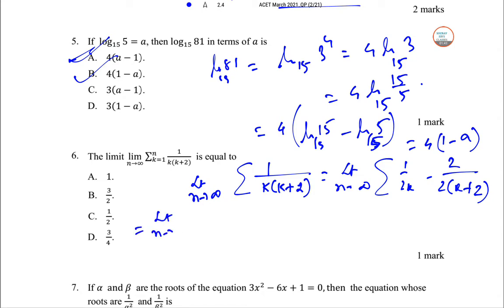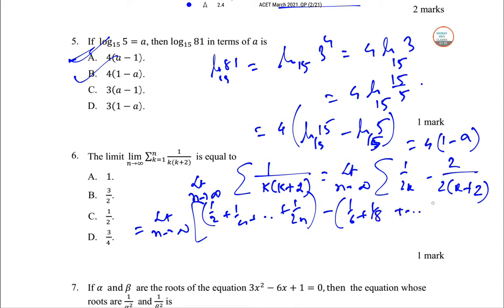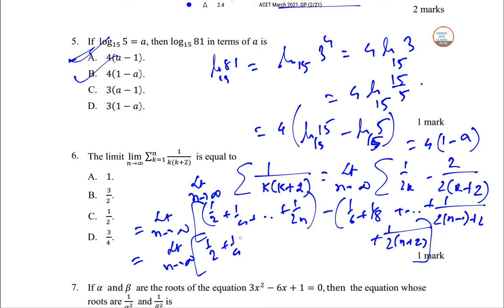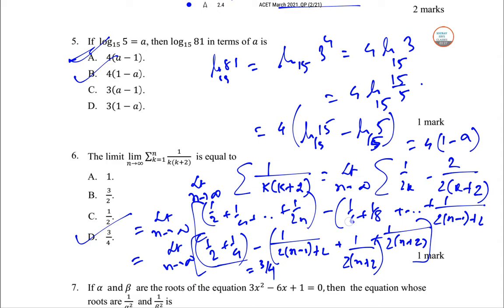So now we can also split this. Limit n tends to infinity, so 1 by 2, 1 by 4, dot dot dot, 1 by 2n. This is the first part, and this is 1 by 6, 1 by 8, dot dot dot, 1 by 2 into (n minus 1 plus 2), and the last term is 1 by 2 into (n plus 2). That's it. If we recalculate, all these terms will cancel out, so 1 by 2 and 1 by 4 will remain, minus 1 by 2 into (n minus 1 plus 2), plus 1 by 2 into (n plus 2). Since 1 by infinity is 0, these two parts are gone, so only these two remain, giving you 3 by 4. So the answer is D.